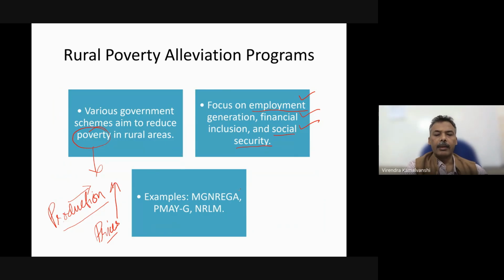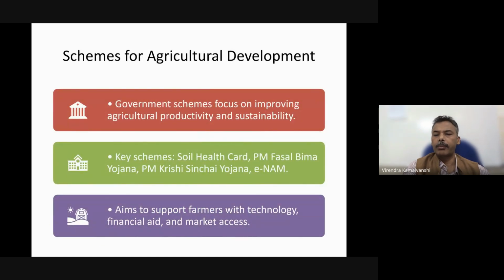Like in NREGA, people were getting money, but they were doing some productive things. Okay, so poverty alleviation programs should be focused by some productive things on the back end side. Then other agriculture improvement schemes are there, like Soil Health Card, Fasal Bima Yojana, Krishi Sinchai Yojana. I already discussed about eNAM.